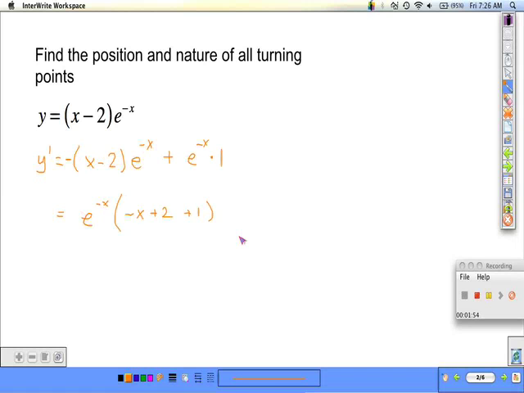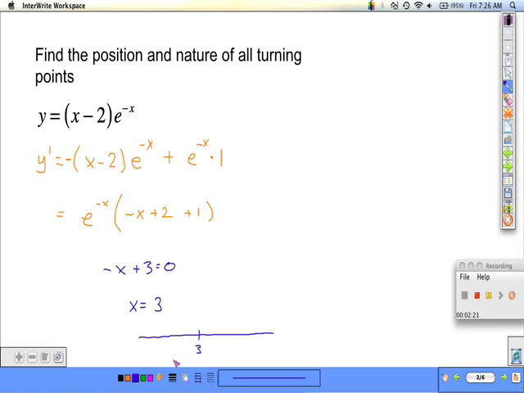The turning points occur where the derivative is equal to 0. A power function, e to the negative x, can never be 0. So the only option I have is that negative x plus 3 would be 0. So x equals 3 is where the turning point is going to occur. The question is, is it a maximum or is it a minimum?